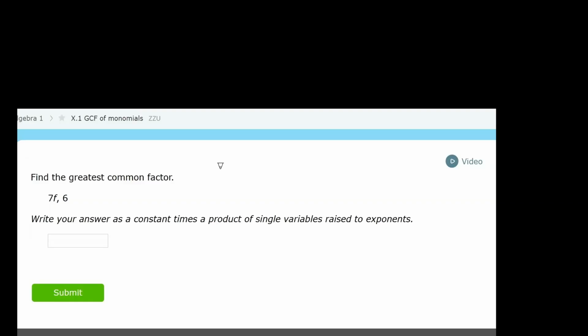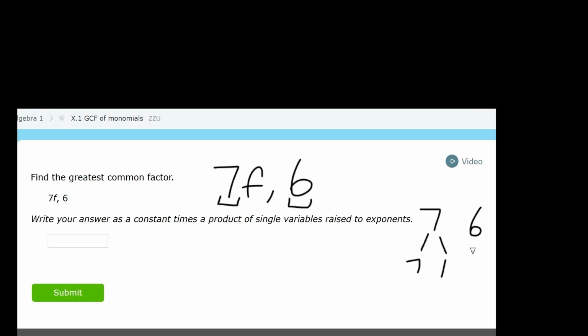Here's another example. Here we have 7f and 6. Again, we're going to focus on the number component here first. So we have 7 and 6. Well, the only thing that goes into 7 is itself and 1. 6 can be broken down into 3 and 2. And then 3 and 2 can't be broken down anymore, so we'll leave it at that.